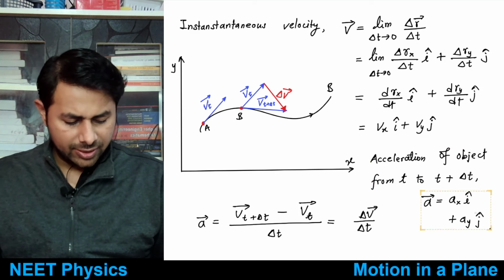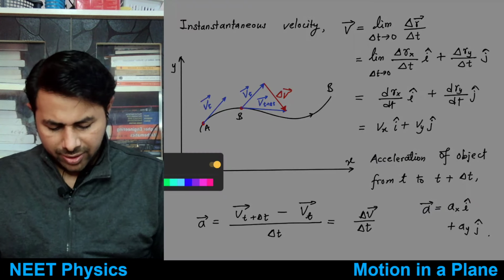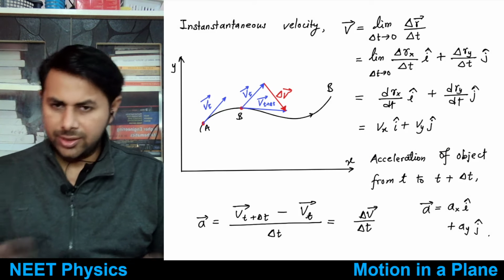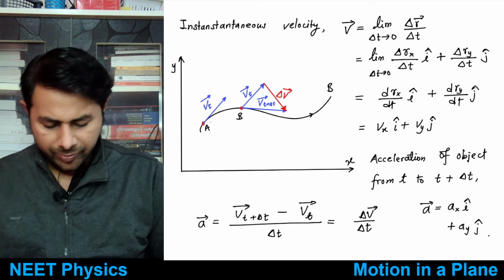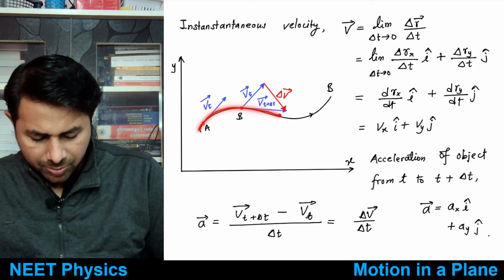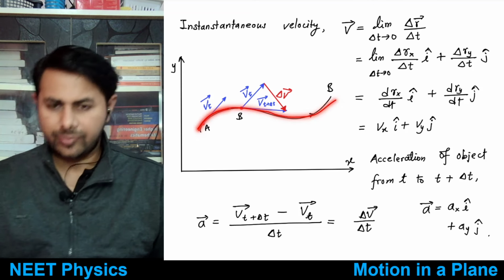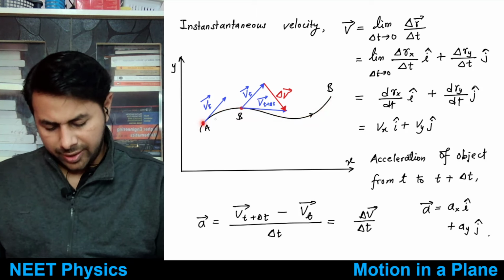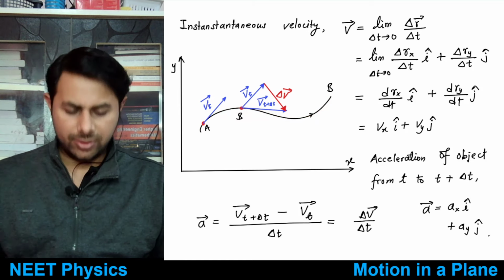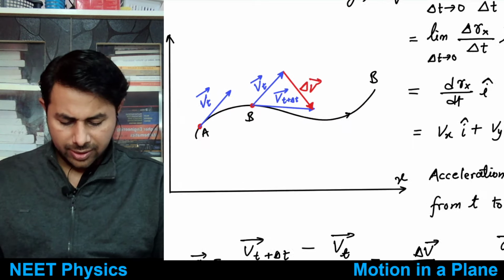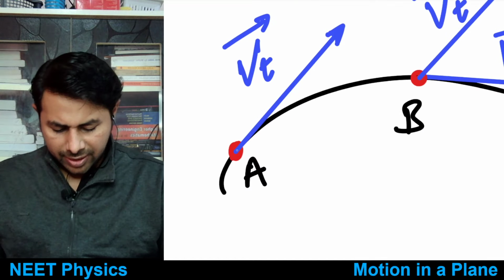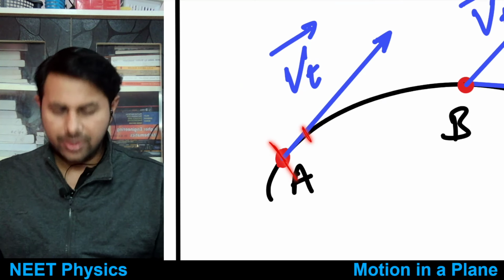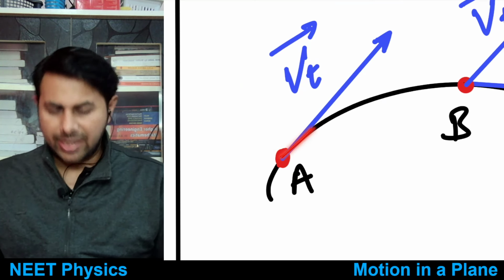of the particle or of the object from time t to t plus delta t. So how do we find acceleration? So see, now here is the important point. So our object is moving like this along this path, right? So at the beginning here at point A, what's the direction of its velocity? So if you take a very small displacement, let's say a displacement from here to here, it will be along the path, right?